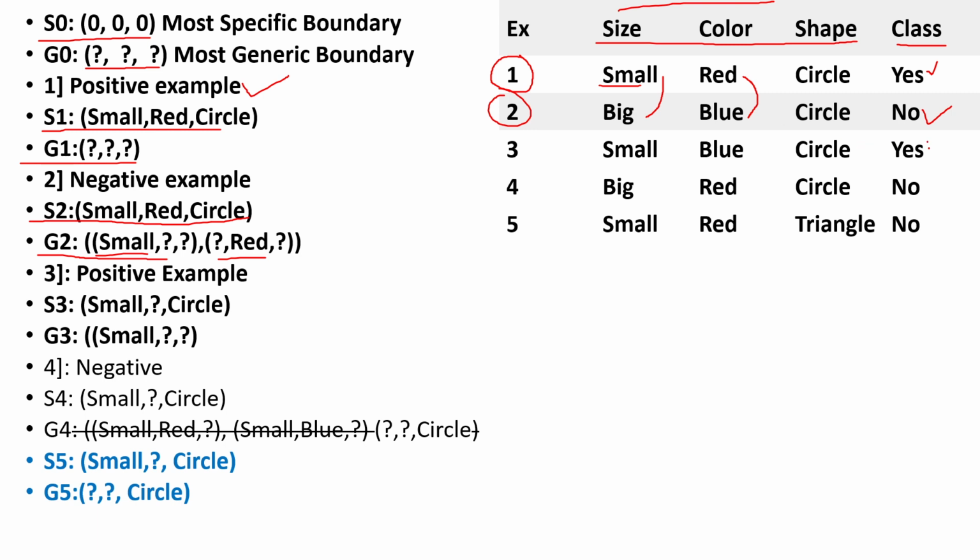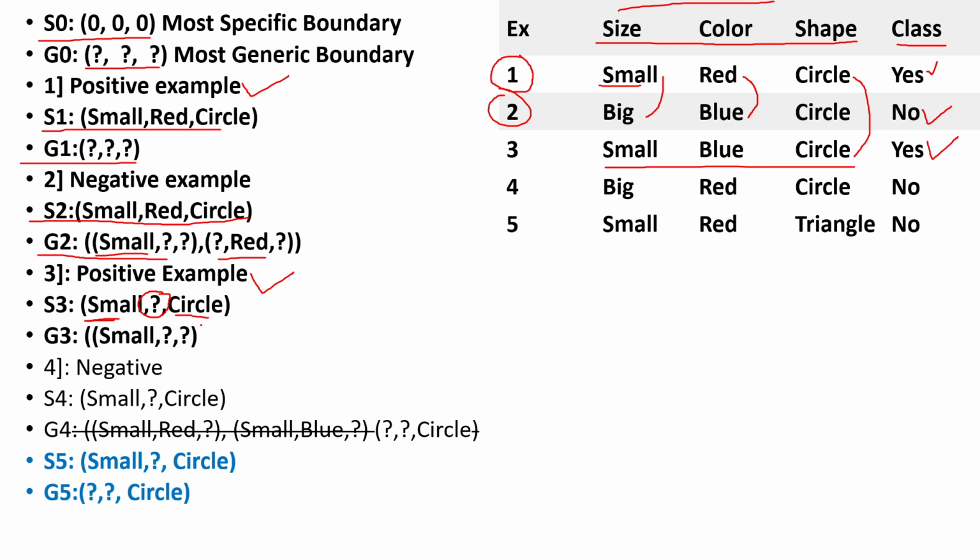Go for the third one. The third one is a positive example. The values are small, blue and circle. Small from the specific earlier small, there is no change, so keep as it is. Earlier the specific value was red, now it is blue. Red is changed to blue, so replace it by question mark. Whenever there is no consistency, inconsistent, replace it by question mark. Then there is no change from circle to circle, so keep as it is.